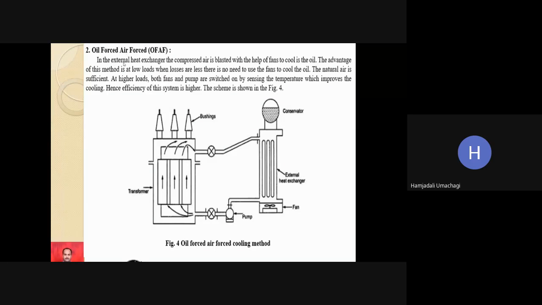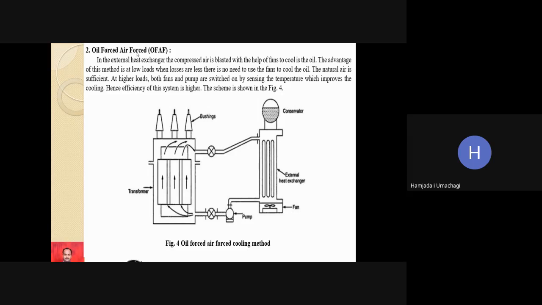Let us see that. In the external heat exchanger, the compressed air is blasted. So here you can see that this is my transformer tank, in which we will have the core and the windings, and inside that we are going to have some oil. You can see the pump here. Oil will be compressed via the pump and injected inside this transformer tank. Because of this, the oil will carry the heat, and now it will be sent to the heat exchanger. In this heat exchanger, the hot oil can be cooled by the forced air method.